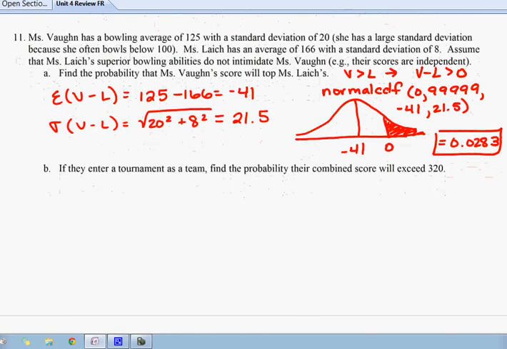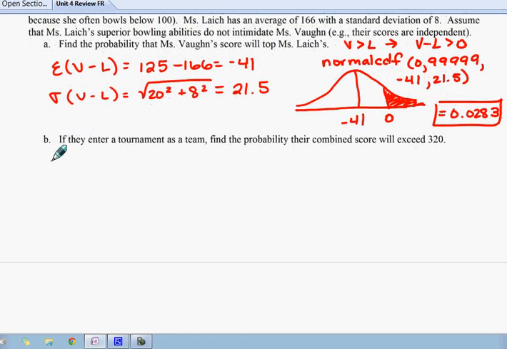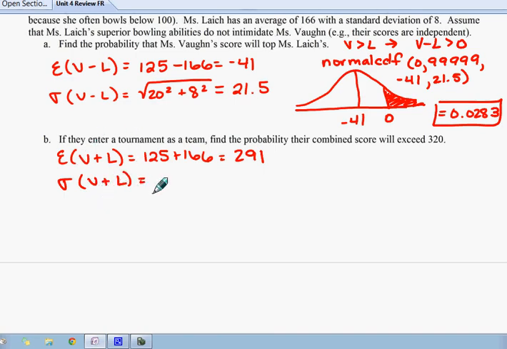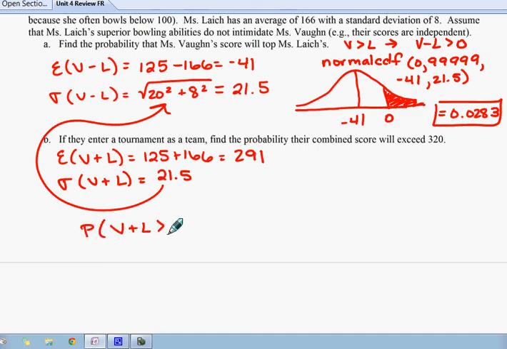Now, on the last piece, if we are combining their scores, the expected value of their combined score is combining their expected values. So it's negative 41. I'm sorry, that was the previous one. So it is 291. And the standard deviation of the sum is actually going to be the exact same thing as the standard deviation of their difference. So I'm just going to go ahead and write that down. And we want to know the probability that their combined score will be bigger than 320.